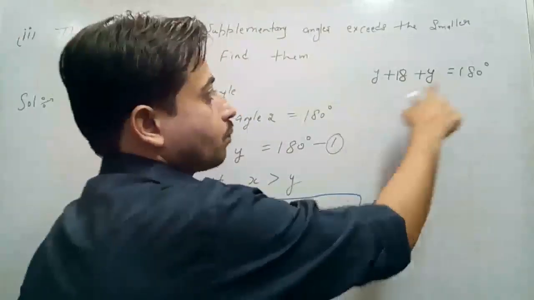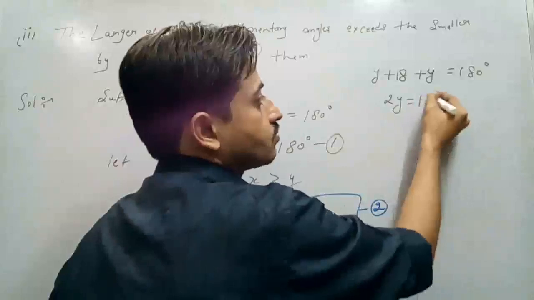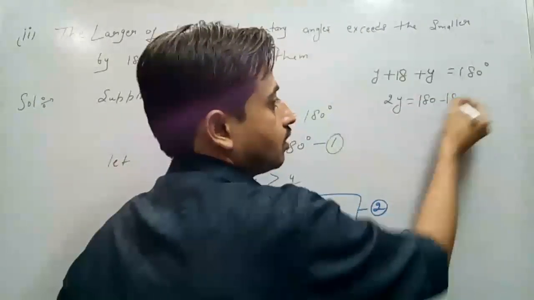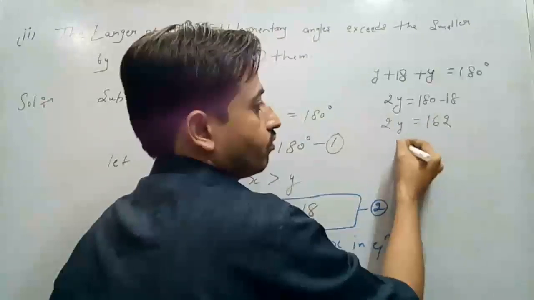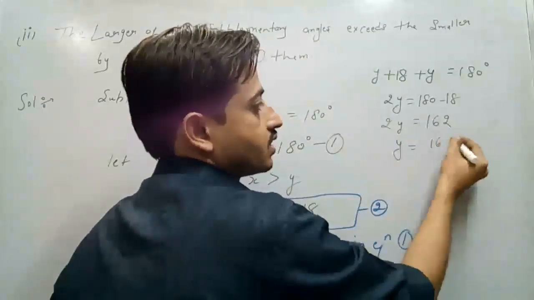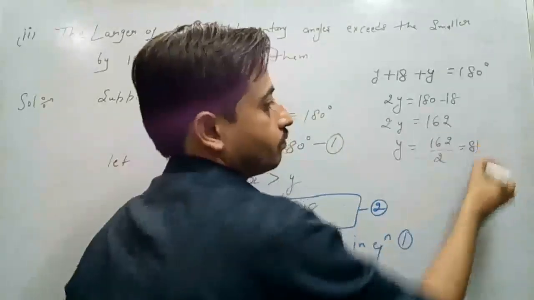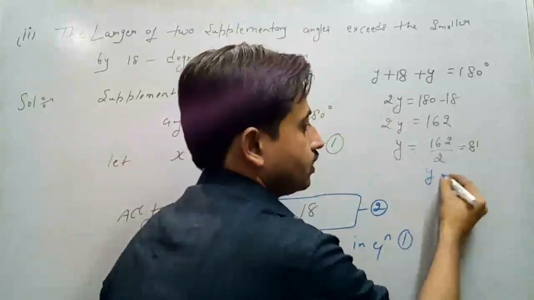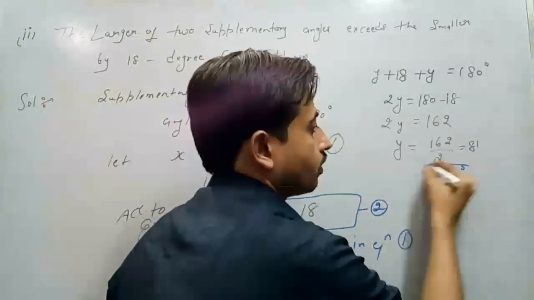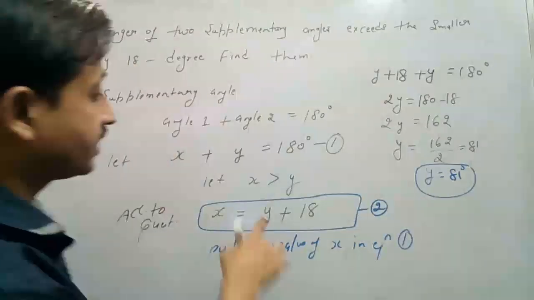Now add y plus y, it becomes 2y. Take it on the right hand side, it becomes negative: 180 minus 18. What will we get? 162. Now what will be the value of y? 162 divided by 2 is 81. So y is equal to 81. This is our one angle, and I am considering it.